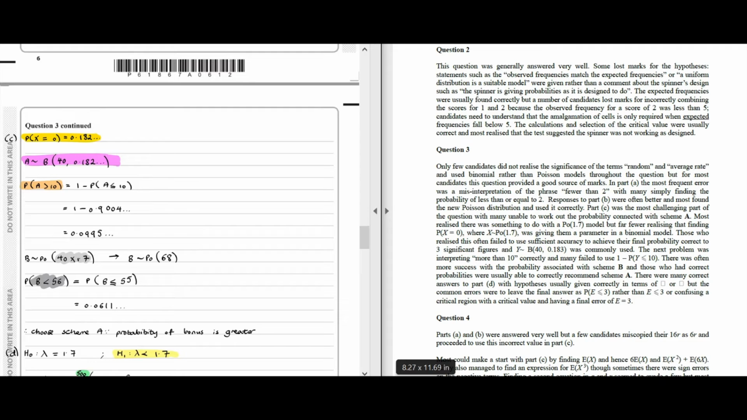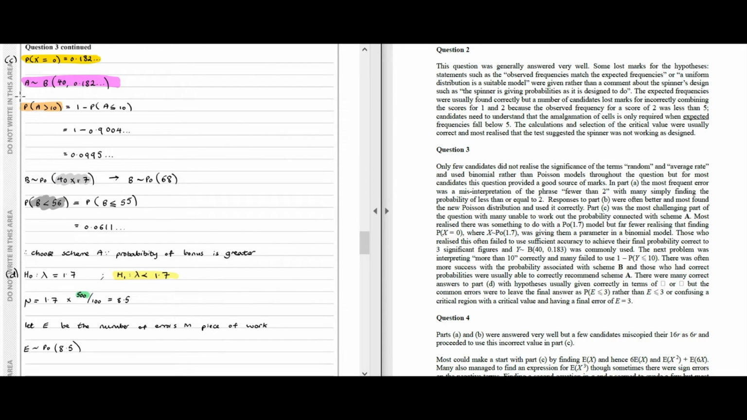Those who realised this often failed to use sufficient accuracy to achieve their final probability correct to 3 significant figures, and so a binomial distribution with parameters 40 and 0.183 were commonly used. The next problem was interpreting more than 10 correctly, and many failed to use this as 1 minus the probability that y is less than or equal to 10. So that's on about this line over here. There was often more success with the probability associated with scheme B, and those who had correct probabilities were usually able to correctly recognise scheme A.